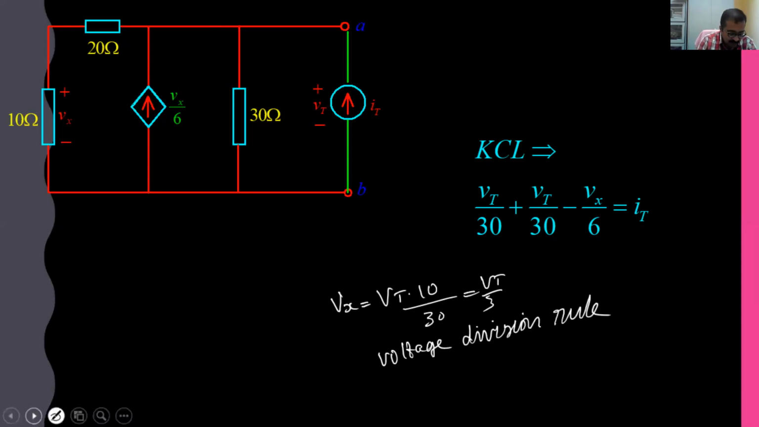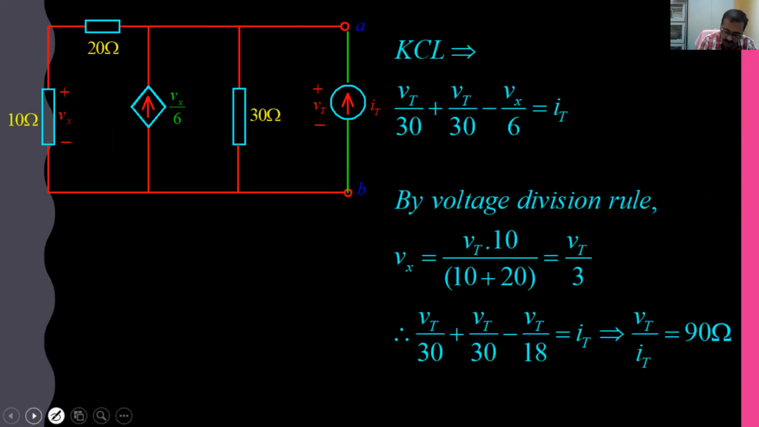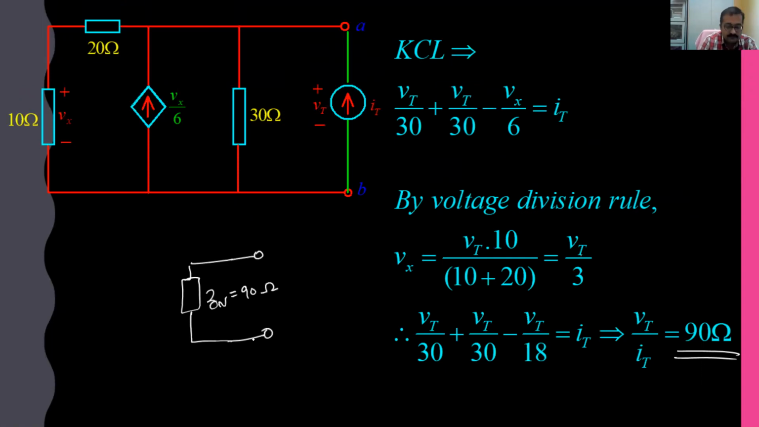If you apply that, you can solve for VT, right? So what will be your VT? VT is this. So what is VT by IT? It will be around 90 ohms. So your Norton equivalent will simply comprise an impedance or a resistance RN or ZN, which is equal to 90 ohms. This is the Norton equivalent.